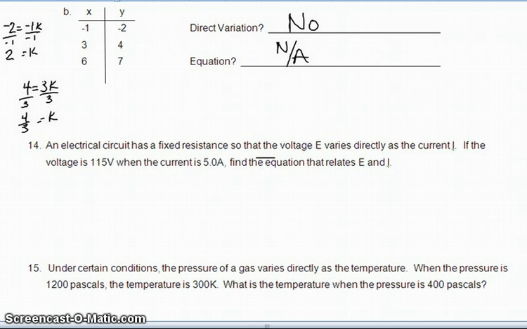Next, we're going to look at a couple examples. I'm going to do the first one, and then you're going to pause the video and do the next two and bring those answers to class with you when we meet next.